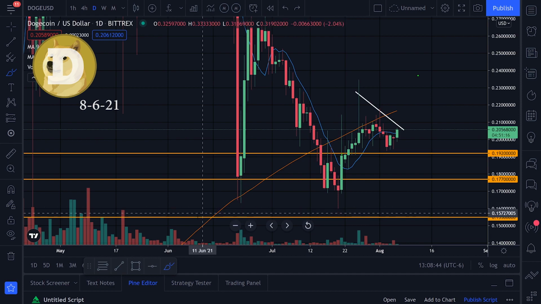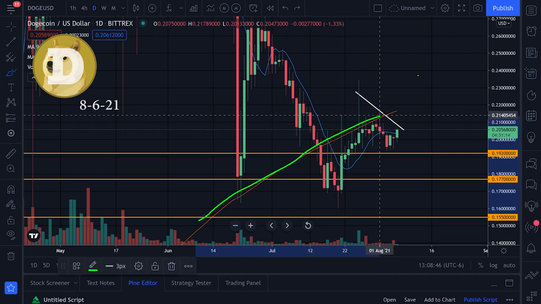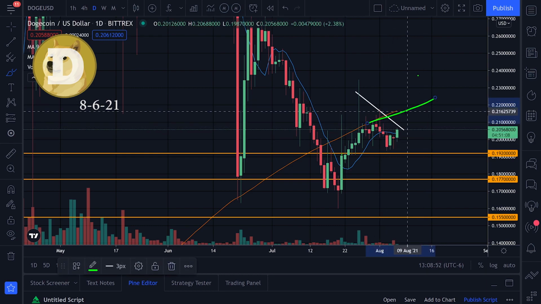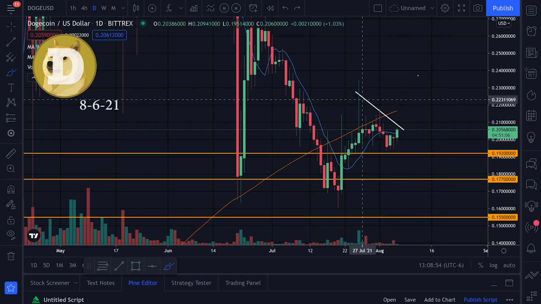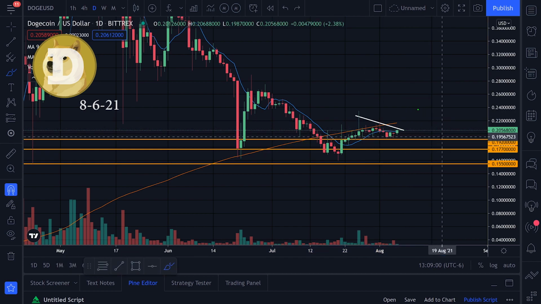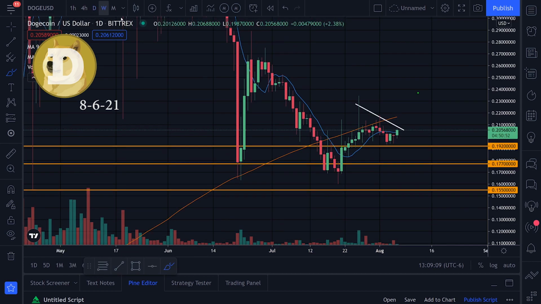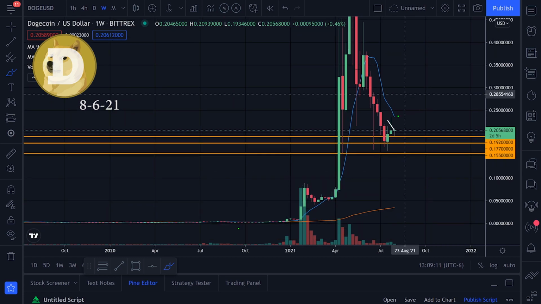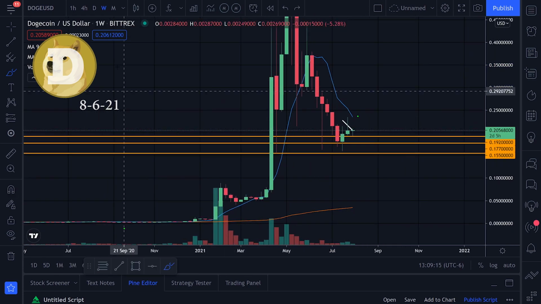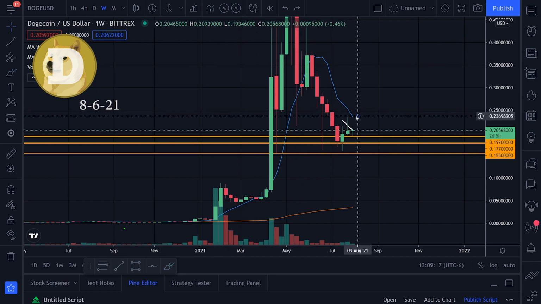If we go to the daily time frame, we have this 180 moving average coming in right here, and this is sitting at around 0.217. So let's see if we could break above that as well. Step 1 is breaking this trend line right here, and then step 2 is breaking this 180 moving average on the daily time frame. And then I would say maybe step 3 would be breaking this weekly 9 moving average. So we have a few steps to go before we could really start getting bullish on Dogecoin again. But yeah, that's pretty much what I'm looking at.